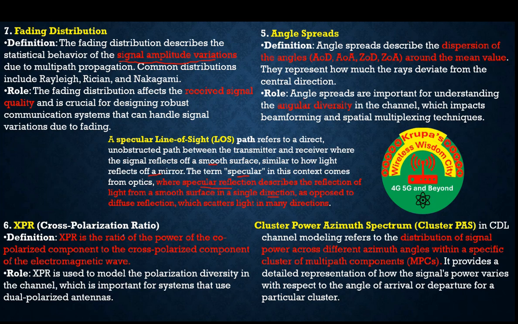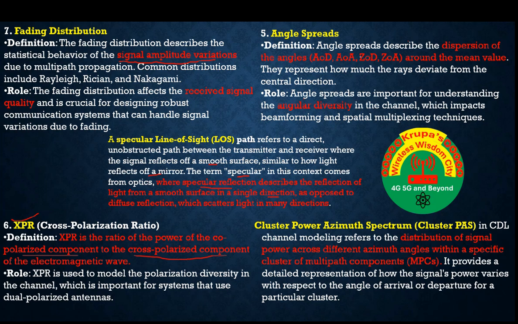And then coming to the cross polarization ratio, XPR. XPR is the ratio of the power of the copolarized component to the cross polarized component of the electromagnetic wave, for the channels that are getting transmitted. So this is the ratio of the power of the copolarized component to the cross polarized component. That is the definition of XPR.